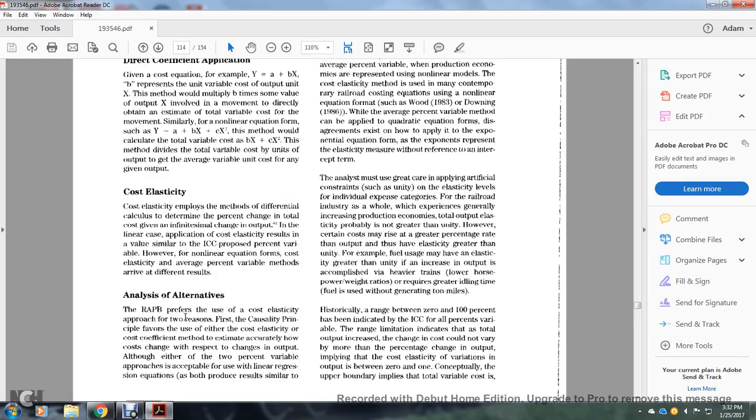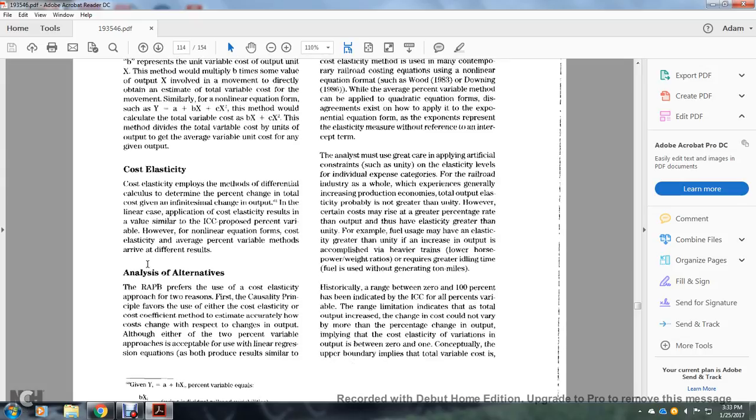Cost elasticity employs the method of differential calculus to determine the percentage change of the total cost given an infinitesimal change in output. In the linear case, the application of cost elasticity results in values similar to the Interstate Commerce Commission proposed percent variable. However, for nonlinear equation forms, cost elasticity and average percent variable methods arrive at different results.